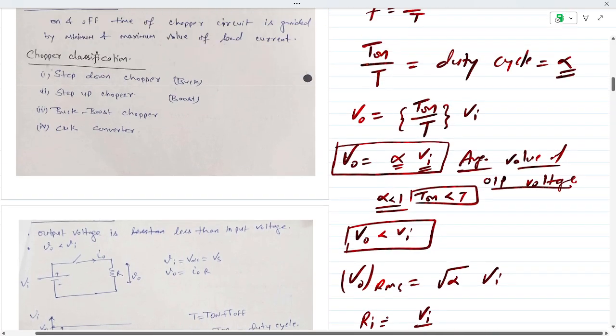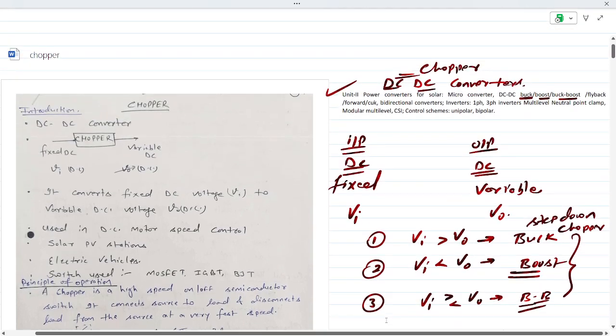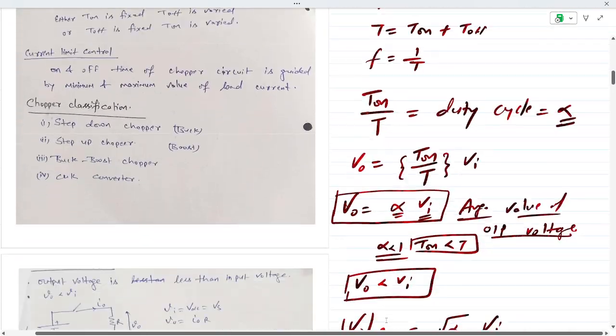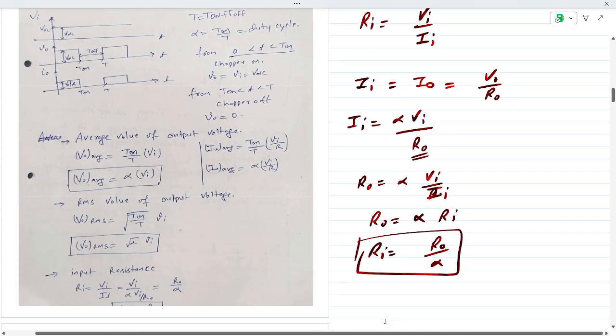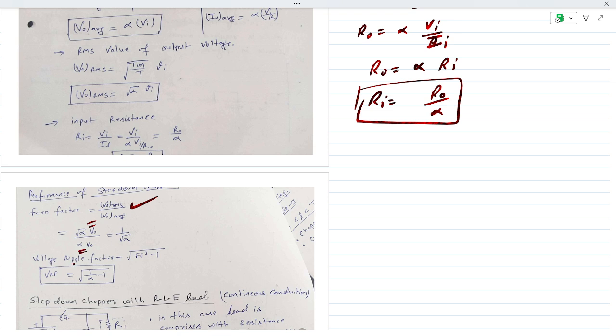Now we will see some performance parameters. There are two performance parameters basically. The one is the voltage ripple factor, and the other one is the form factor. The form factor, by definition, is the RMS value upon average value, and the RMS value is root alpha times V naught, and the average value is alpha times V naught. So this is the form factor of the buck converter, and the voltage ripple factor is the other performance parameter. It is equal to the square root of form factor square minus 1. This is the formula for voltage ripple factor.